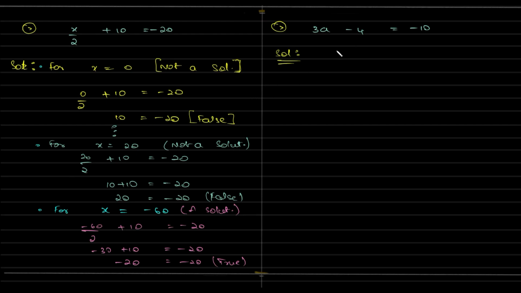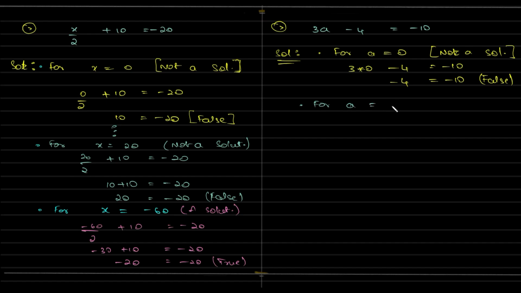Okay, so let's start off with our traditional number, a is equal to 0. So we have 3 into 0 minus 4 is equal to negative 10. So 0 into something is 0, negative 4 is equal to negative 10. It's a false statement. So not a solution, right?